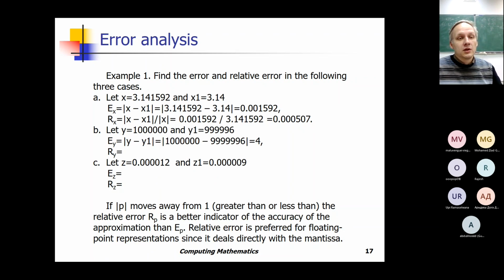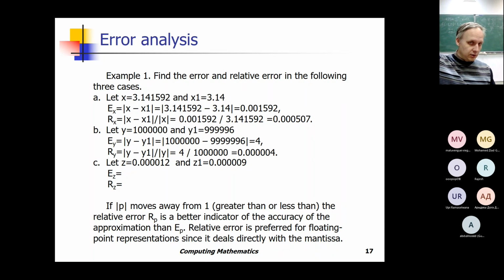From the first point of view, the error is large. But if we consider relative error, it will be small because the values are large. So if we measure a very, very large value with some mistake, the absolute error may be significantly large, but the relative error is small. So it's better to use relative. Let's consider example number C.